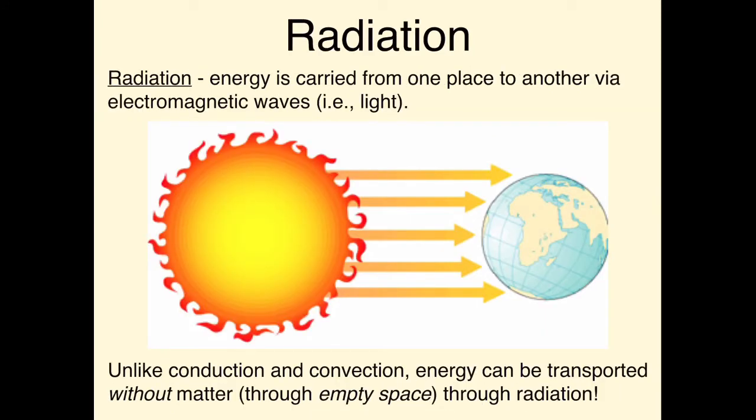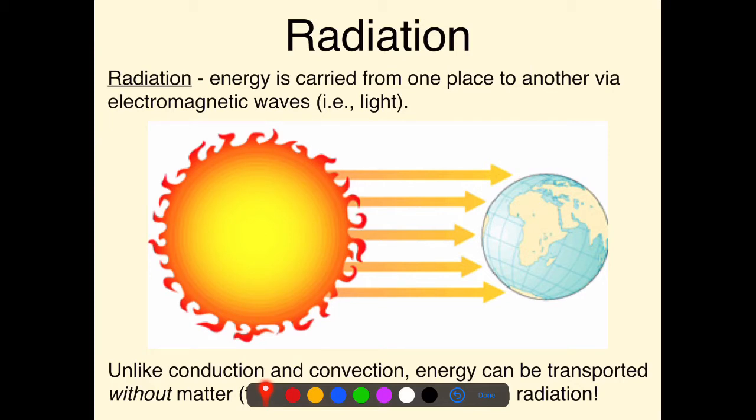Okay, so lastly, let's talk about radiation. Radiation is a form of heat transfer where the energy is being carried from one place to another through electromagnetic waves. And that's just a fancy term for light. It turns out light itself carries energy. And when light goes from one place to another, it can transfer energy. The classic example of this, of course, is the energy transferred from the sun to the earth. This happens through radiation.